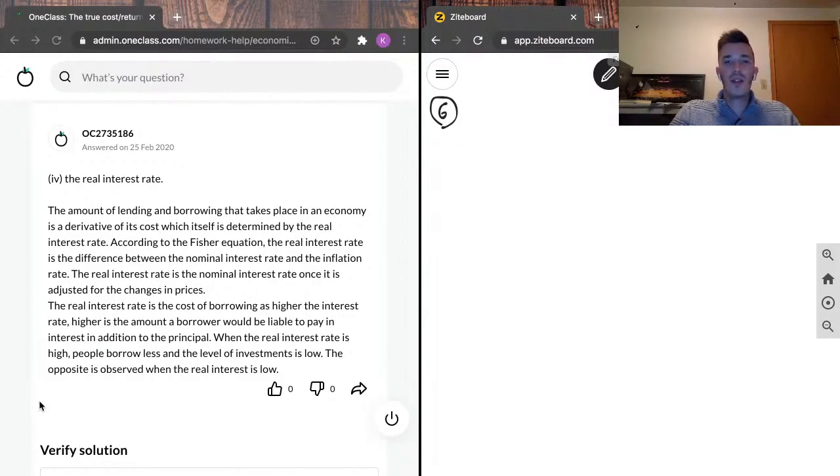According to the Fisher equation, the real interest rate is the difference between the nominal interest rate and the inflation rate. The real interest rate is the nominal rate once it is adjusted for the change in prices. The real interest rate is the cost of borrowing, as the higher the interest rate, the higher is the amount a borrower would be liable to pay in interest in addition to the principal. When the real interest rate is high, people borrow less and the level of investment is low, and the opposite is observed when the real interest rate is low. So what they mention here is the Fisher equation.